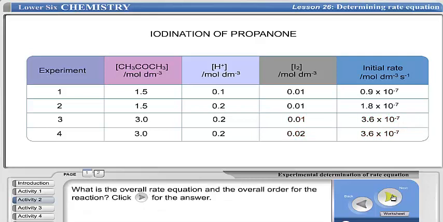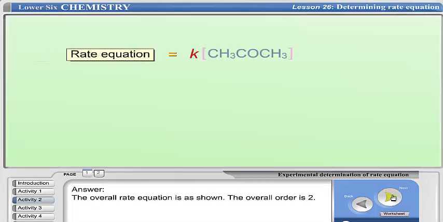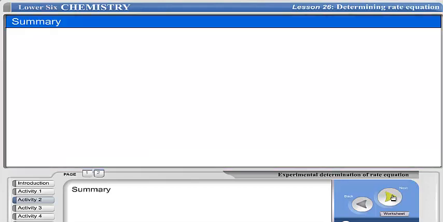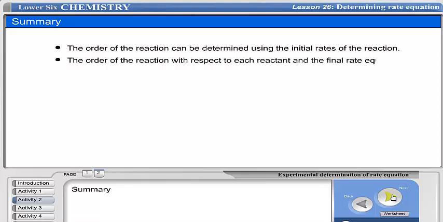What is the overall rate equation and the overall order for the reaction? Click Next for the answer. Answer: the overall rate equation is as shown. The overall order is 2. The order of the reaction can be determined using the initial rates of the reaction. The order of the reaction with respect to each reactant and the final rate equation can be deduced using the initial rates method.